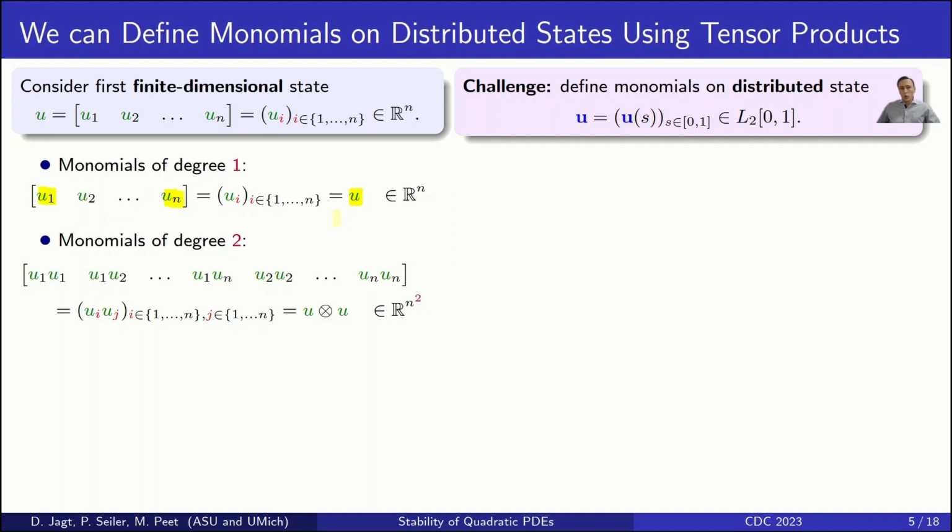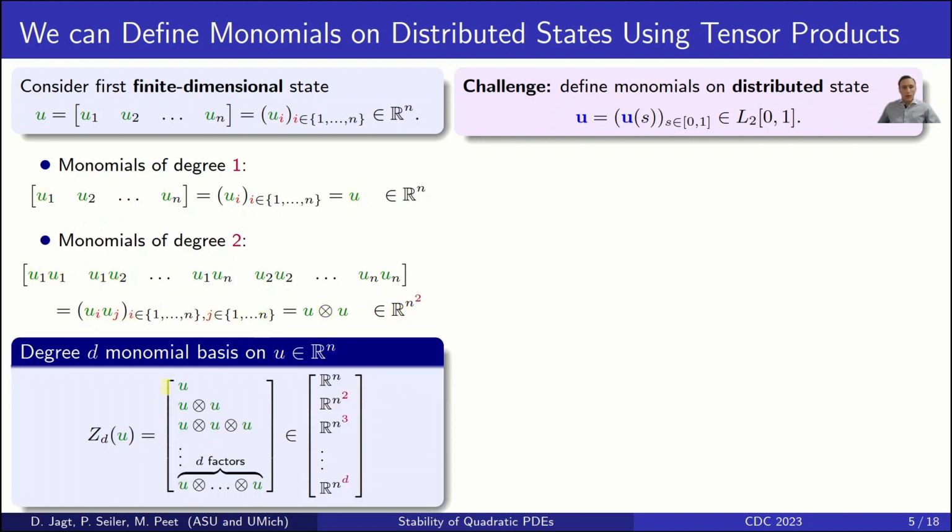But then the degree 2 monomials are given by all quadratic combinations of these variables. So that is all products ui times uj for i and j ranging from 1 up until n. And we can represent this product using the Kronecker product of the vector u with itself, where we note that this Kronecker product will involve n squared elements.